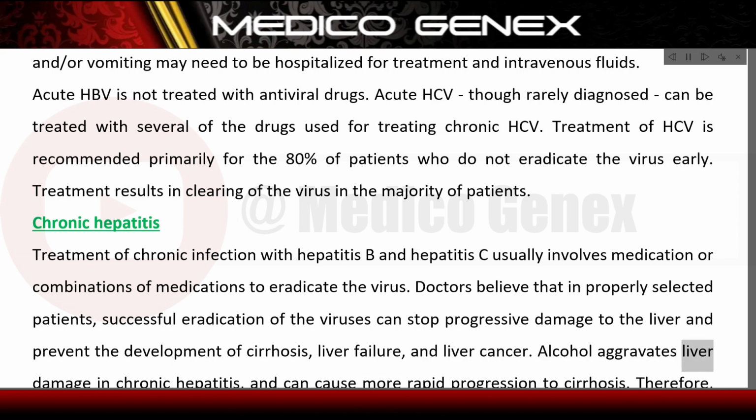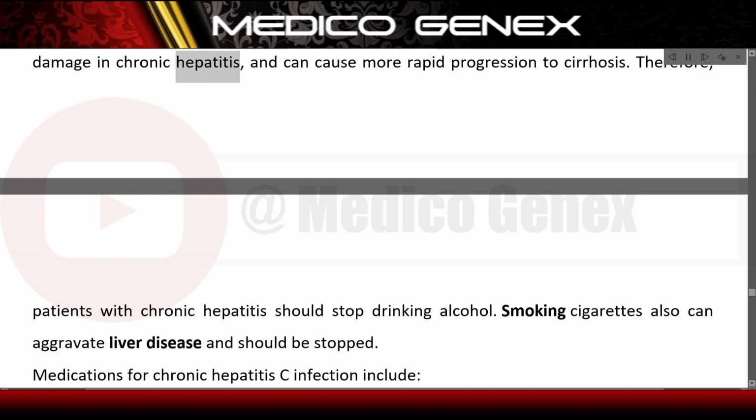Alcohol aggravates liver damage in chronic hepatitis and can cause more rapid progression to cirrhosis. Therefore, patients with chronic hepatitis should stop drinking alcohol. Smoking cigarettes also can aggravate liver disease and should be stopped.